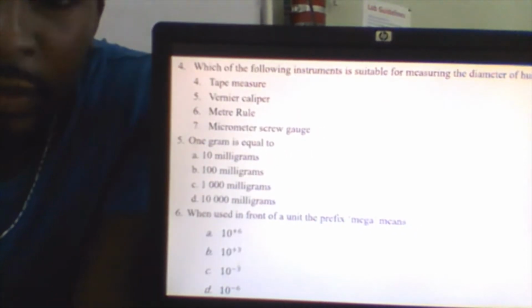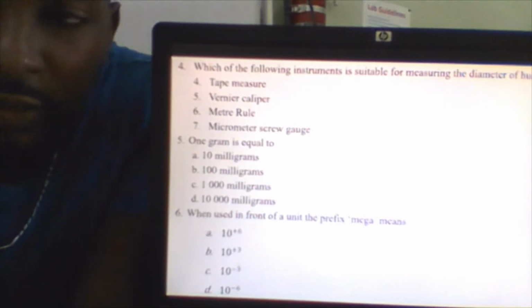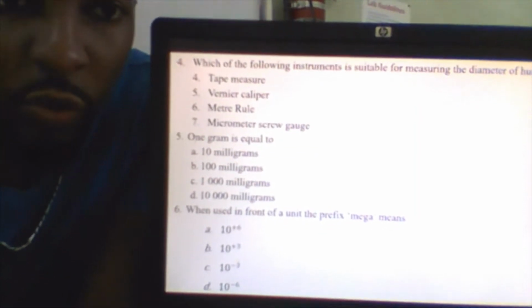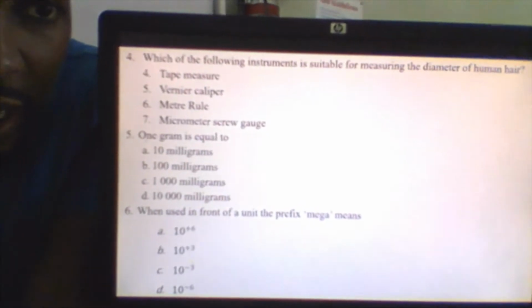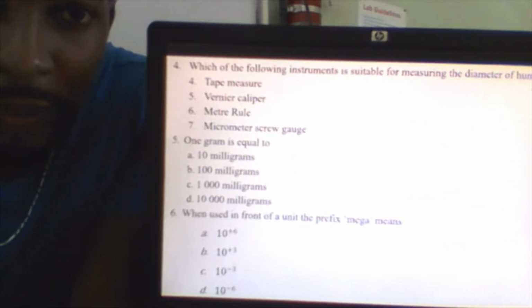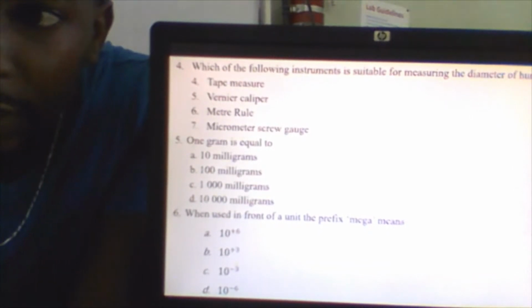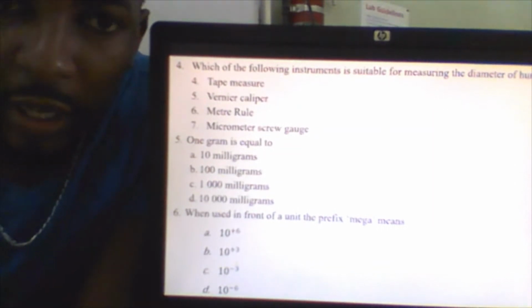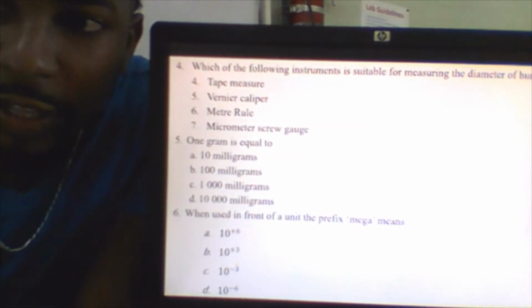All right, so we have the next question. Which of the following instruments is suitable for measuring the diameter of a human hair? We have four possible answers here: tape measure, vernier caliper, meter rule, and micrometer screw gauge. Just ignore the fact that it says 4, 5, 6, 7. It should be A, B, C, D.